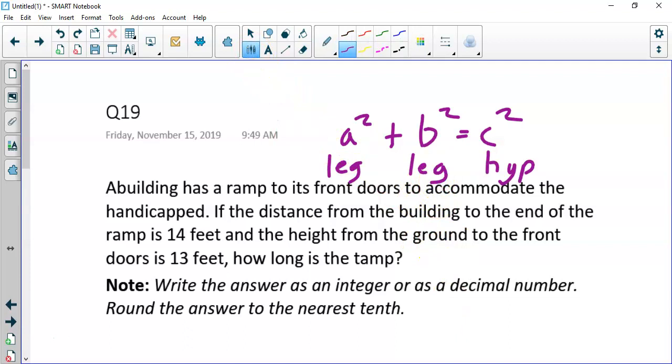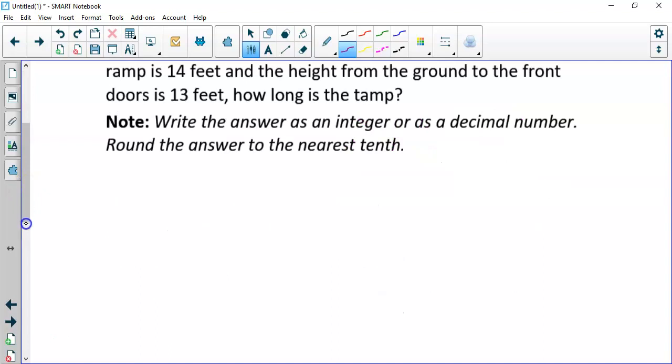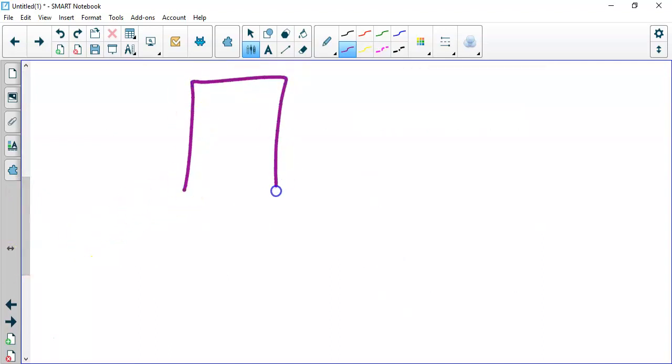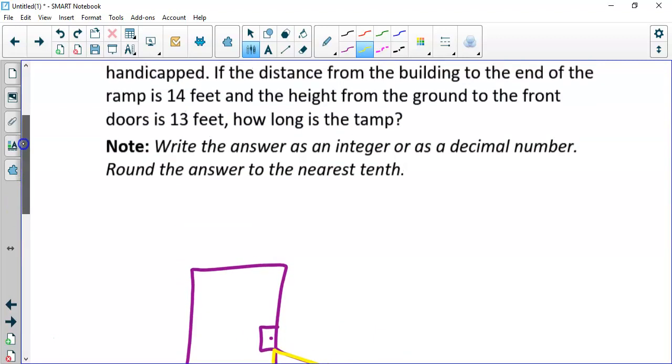So, when I always talk to you guys about this, I said make yourself a picture. It says a building has a ramp from its to its front doors. Okay, so let's just draw a picture real quick. I got a building. I got a ramp. Front doors. Cool? Hopefully you see the right triangle now. If you don't, I worry for you sometimes. Yeah, it looks kind of like a bird. Yeah, absolutely. So, there's my right triangle, but yes, it does look like a bird.